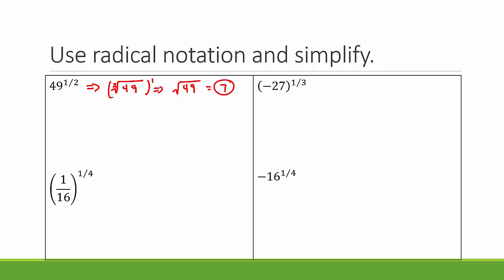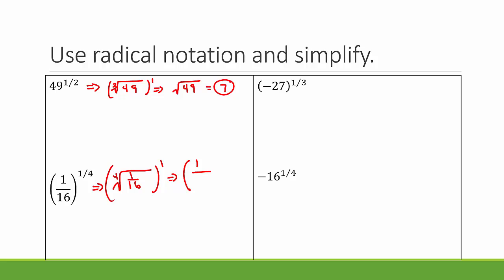Okay, what about 1/16 raised to the 1/4? Again, to rewrite that in radical notation, your denominator is your root. So the 4th root of 1/16 raised to the power of 1. So the 4th root of 1 is simply 1.